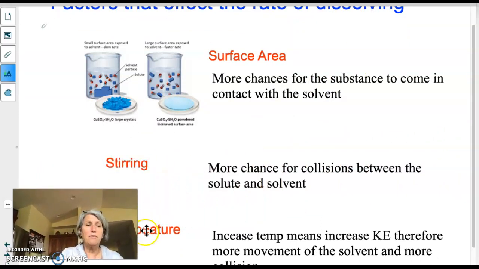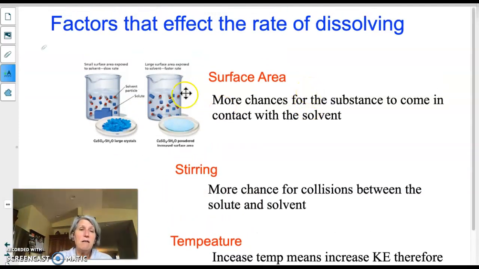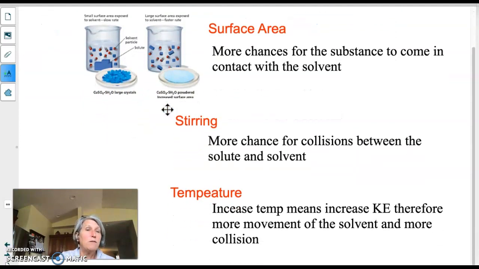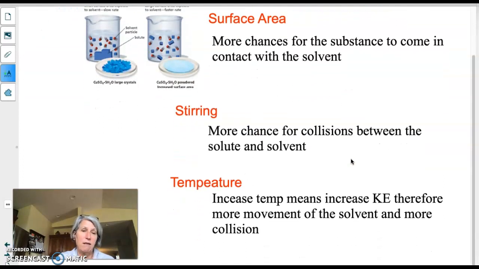So there's a couple here that we're going to talk about. The first is surface area. So if you have a crushed powder versus a larger powder or larger rock or crystalline forms, this is going to dissolve faster because there's more surface area. We also know that stirring gives you more chances of collision for the solute and the solvent to come into contact with each other. So that's going to increase the rate of dissolving.